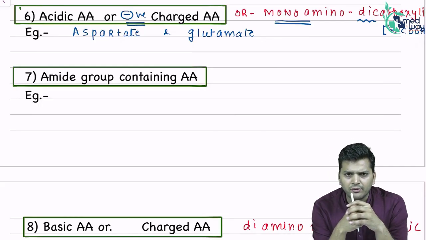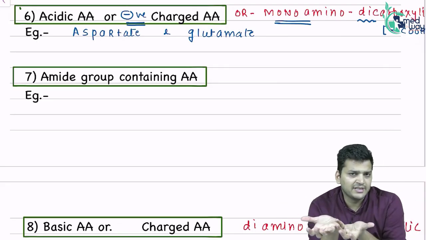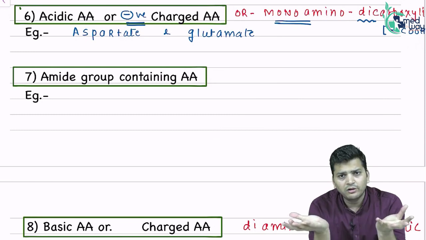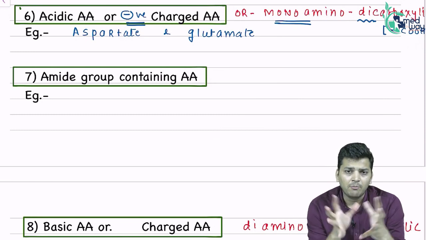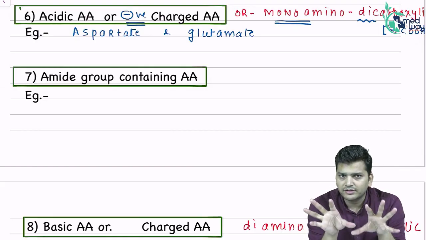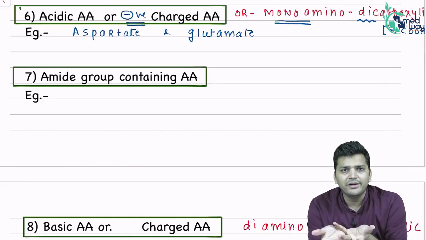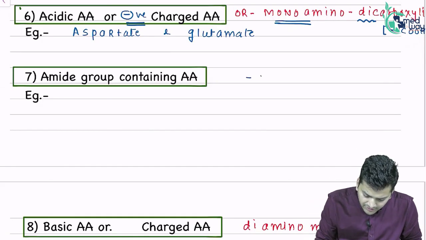Okay. The next, amide group containing amino acid. Now, what is this amide group containing amino acid? When I said sulfur containing, we understood sulfur is SH. When I said alcohol containing, you understood alcohol means OH, right? But if I say amide group containing amino acid, to find out the amide group containing amino acid, we have to find what is the meaning of amide, right? That is what we are searching for. Amide means CONH2.